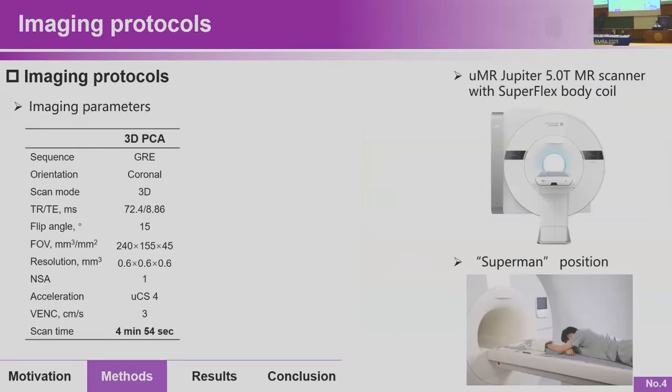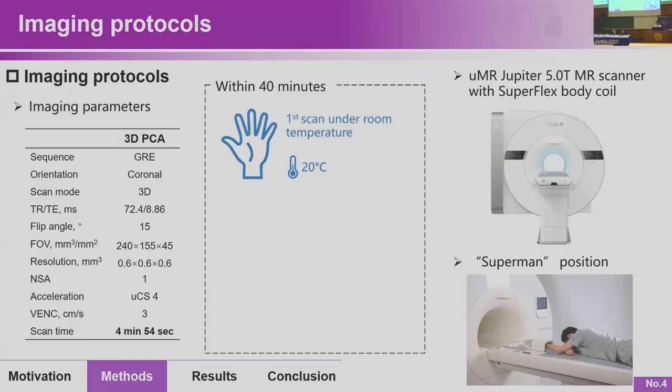We used three-dimensional phase contrast MRA for imaging. 3D PCA has been confirmed to have boosted SNR in ultra-high field scanners, allowing sub-millimeter depiction of small vessels. Generally speaking, we achieved a 0.6 millimeter isotropic resolution acquisition and 0.3 millimeter isotropic resolution after reconstruction. A single scan was completed within 5 minutes, using a superflex body coil wrapping one hand with the patient in a Superman position.